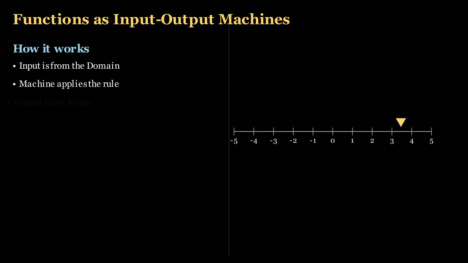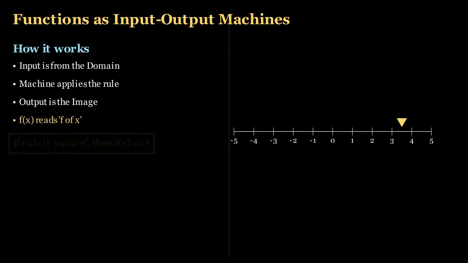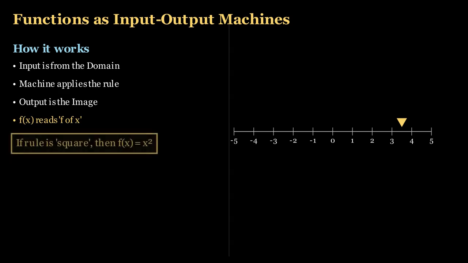The notation f of x is just a neat way to package this whole process. The letter f is the machine's name, and that x in parentheses is the input we're giving it. So, f of x equals the output. It does not mean f times x. It's a single, unified symbol for the result.